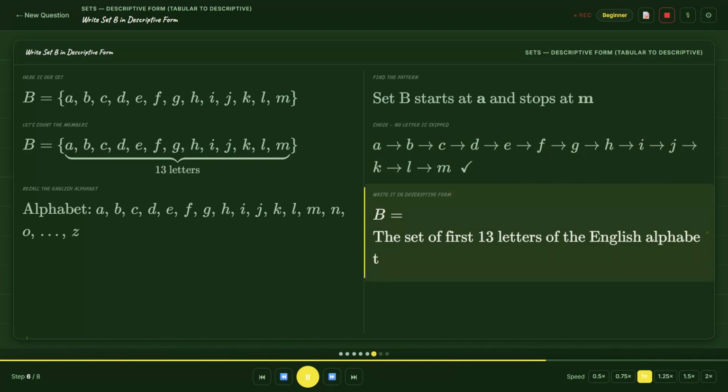Now we can write our answer in descriptive form. Instead of listing every letter, we just use words to describe them. We say B is the set of the first 13 letters of the English alphabet.